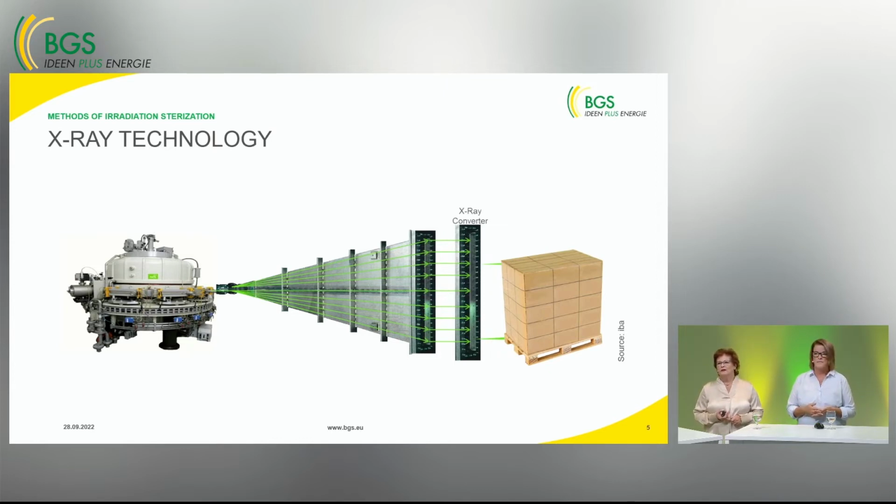Compared to gamma, the dose ranges are quite similar and are between approximately 20 to 50 kilogray as well. Pallets can also be irradiated using this method, and the cycle time is also pretty similar to gamma.